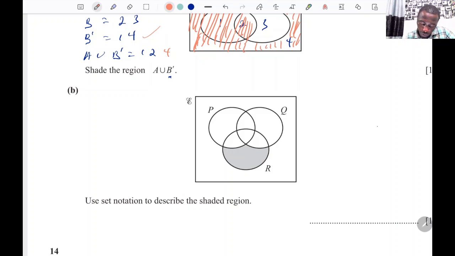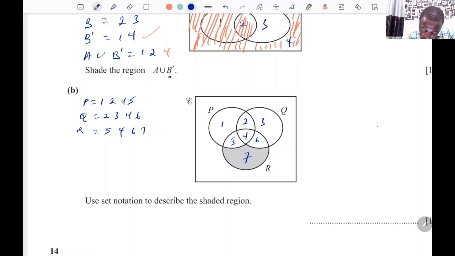So what you do here, you do the same thing that I told you. You can name the regions 1, 2, 3, 4, 5, 6, 7, just like that. You do this because you start by knowing your regions. So let me start with my P. What's my P? My P is 1, 2, 4, and 5, right? Then what is my Q? My Q is 2, 3, 4, and 6. Then what is my R? My R is 5, 4, 6, and 7.